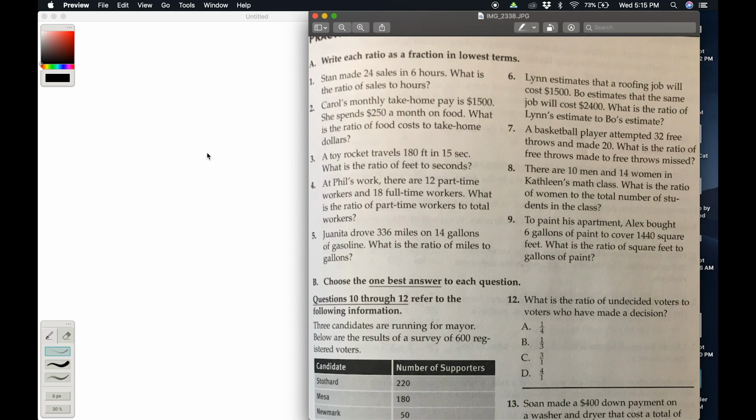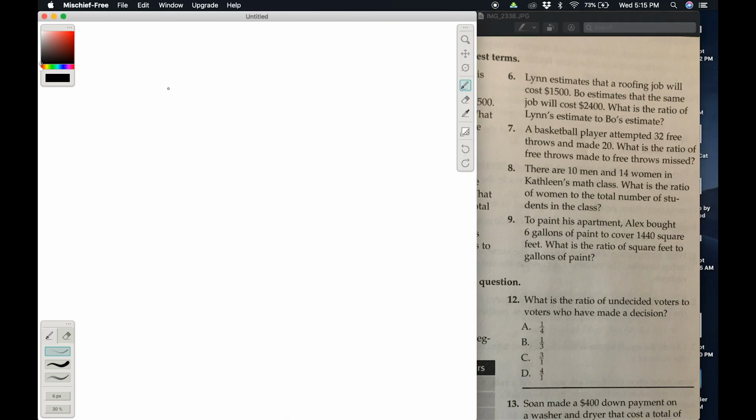Okay, so to paint his apartment, Alex bought 6 gallons of paint to cover 1,440 square feet. What is the ratio of square feet to gallons of paint? They mentioned square feet first, so we have to put square feet first, okay? 1,440. Then 6.